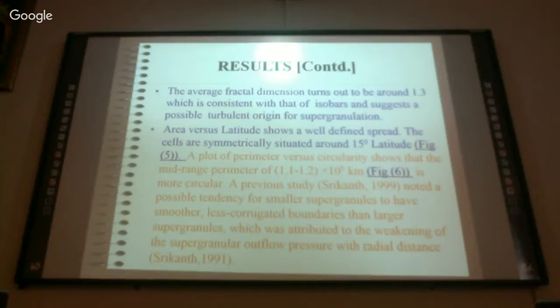This could be due to the fact, as indicated in Shrikant's PhD thesis work of 1999, that it depends on the weakening of the supergranular outflow pressure with radial distance. The supergranular outflow pressure depends upon the radial distance. The greater the radial distance, the greater the weakening. Therefore, the larger cells are more corrugated compared to the smaller ones, and smaller ones are more circular compared to the larger ones. That could be the reason.